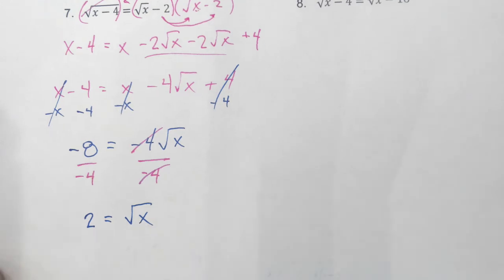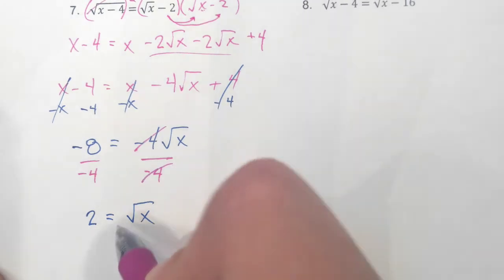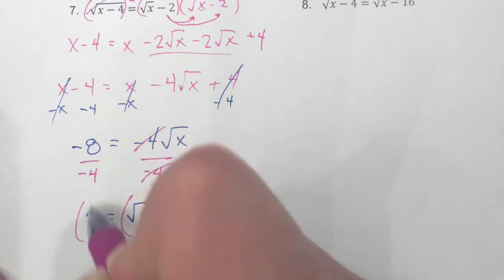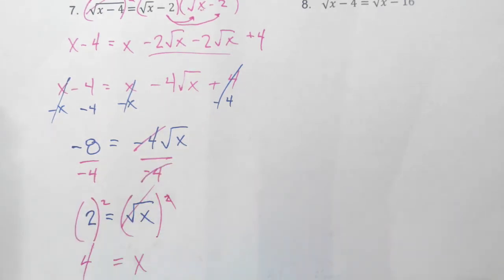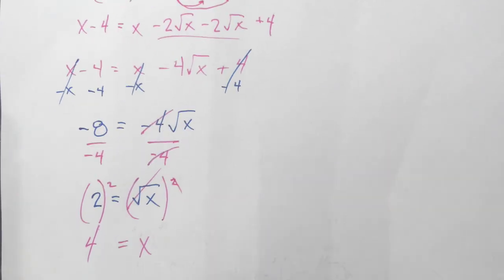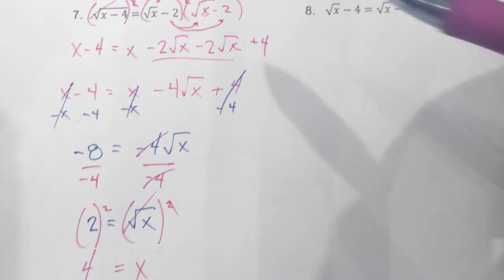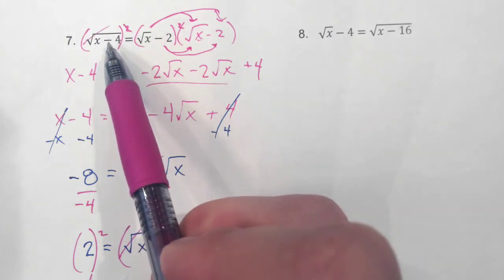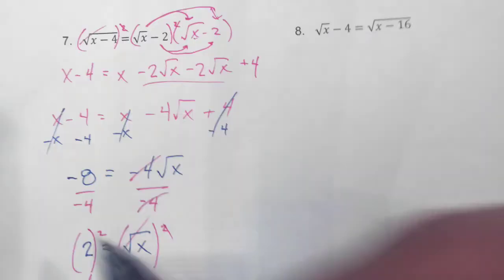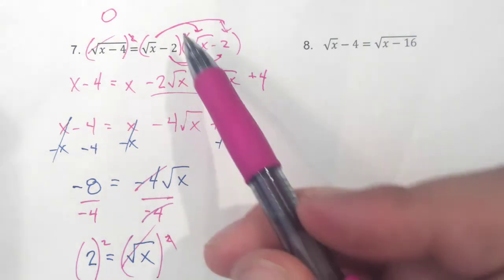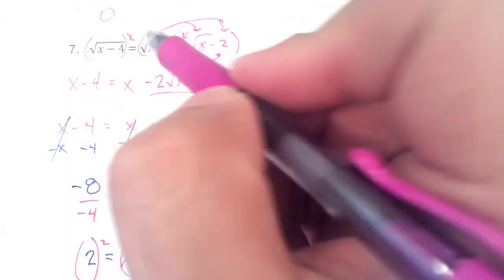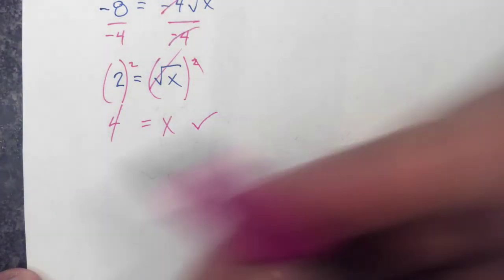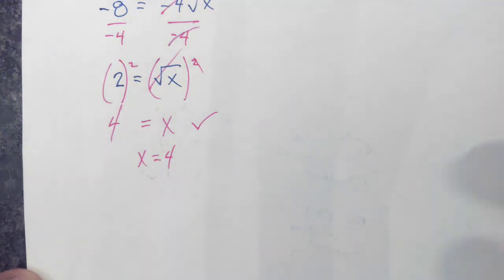So now this radical is isolated, and now we have to square both sides. Nice and easy one this time. Square and square root cancel each other out, and looks like x equals 4. Okay, let's go back to the original and plug in 4 and see if it works. 4 minus 4 is 0. The square root of 0 is 0. Over here, the square root of 4 is 2, and 2 minus 2 is also 0. Those match. So this solution checked. It's probably better to write x equals 4, but that's okay.